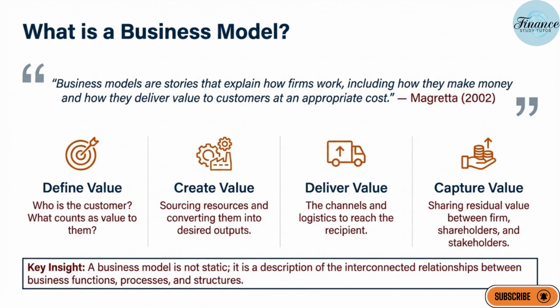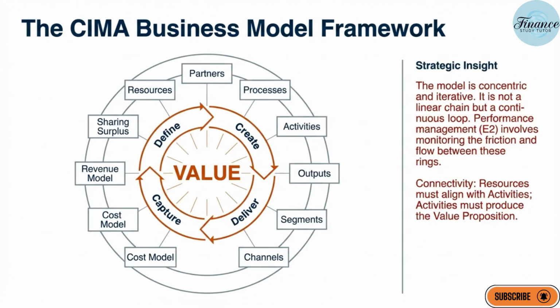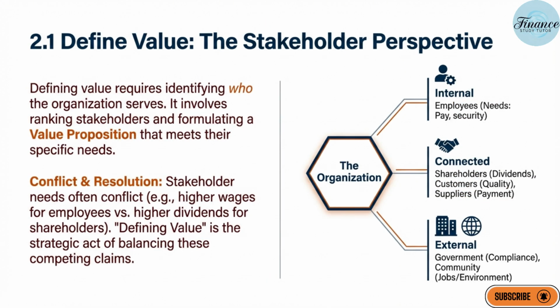It is, and the scope is huge. It covers your stakeholders, the people involved. It covers resources, what you have, activities, what you do, and then finally the financial architecture. The costs and revenues. Exactly. The syllabus outcomes mention explaining value for each of those 4 stages. Why is value the anchor here? Why can't we just look at the P&L and call it a day?